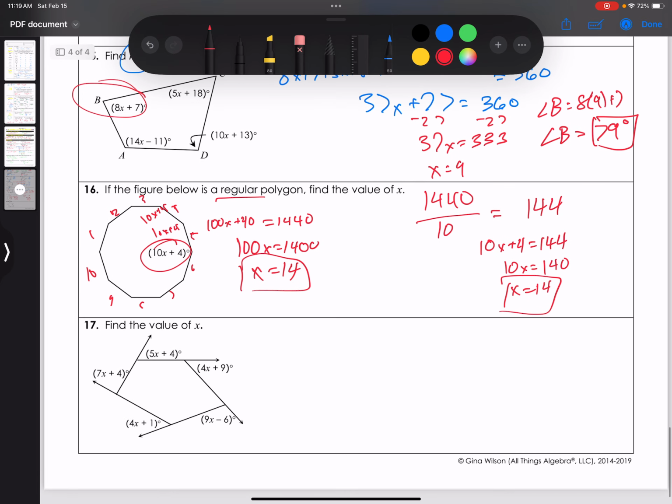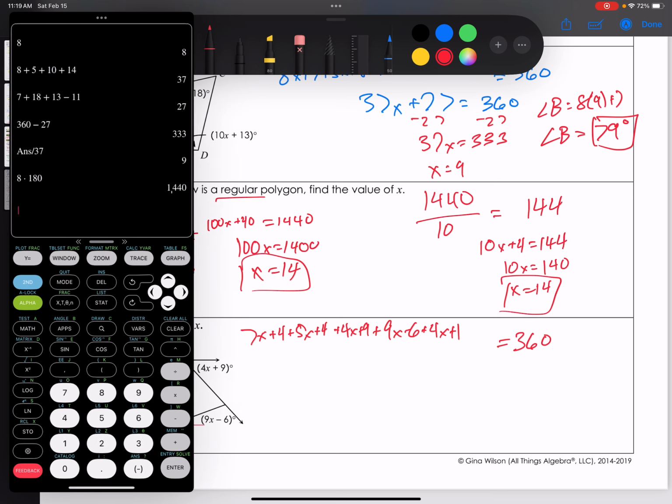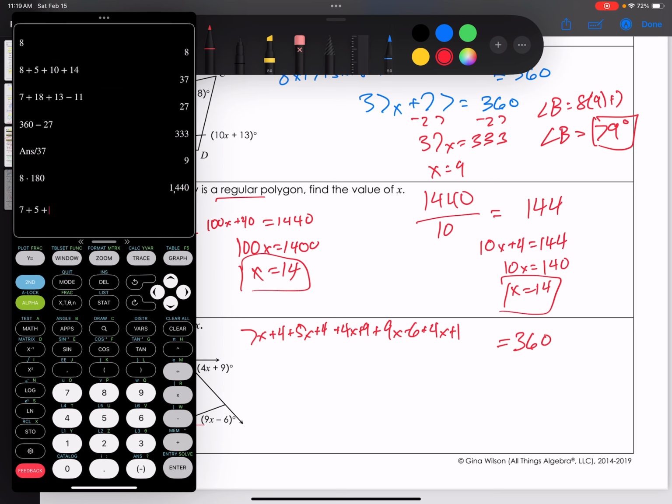All right, last question. So number 17 says find the value of x. Okay, be careful. Now we've got exterior angles. We're all on the outside. And we remember all of those angles should add up to 360. Exterior is always 360. We're going to throw it all together. 7x plus 4 plus 5x plus 4 plus 4x plus 9 plus 9x minus 6 plus 4x plus 1. Combine like terms. We got a 7, we got a 5, we got a 4, we got a 9, we got another 4. Gives us 29x.